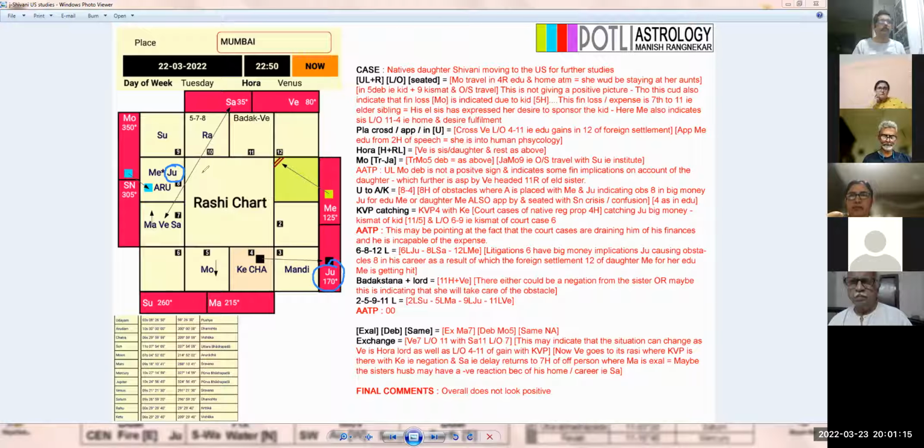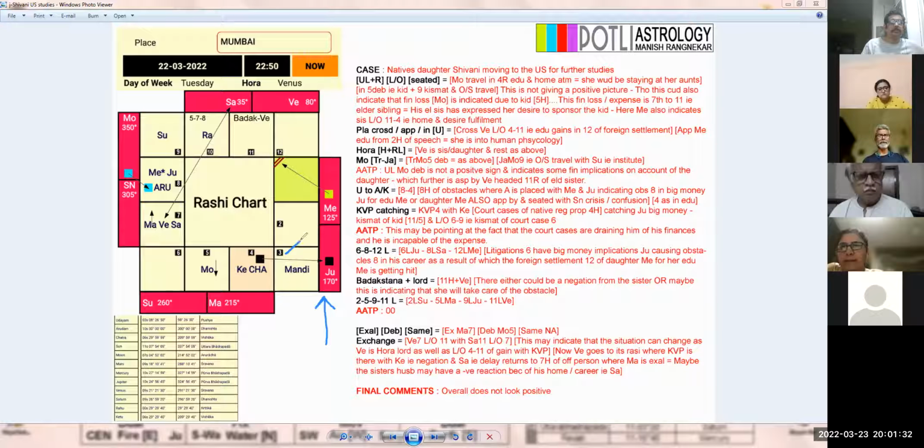So we saw this Jupiter and analyzed it. Now tell me about this Jupiter. Which house is it seated in? 3rd house. Who is the Rashi Lord of the third house? Virgo. Mercury. Correct. Mercury is the Karak of what? Communication, education, and daughter.